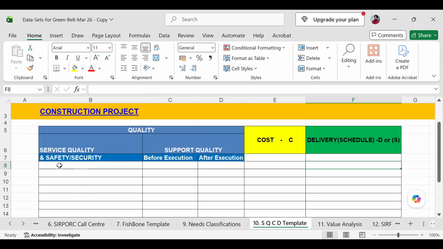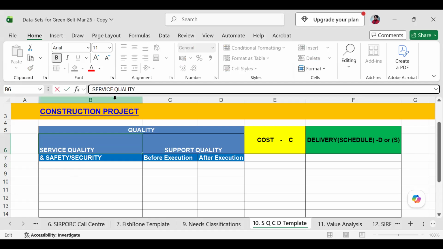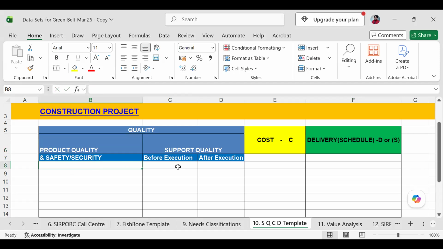Quality in terms of the project. What is important here for the customer? To build as per the specification. We can call it the product quality, safety, security, and support quality before execution, after execution. Can I have some examples from you? Because some of you are into construction projects.